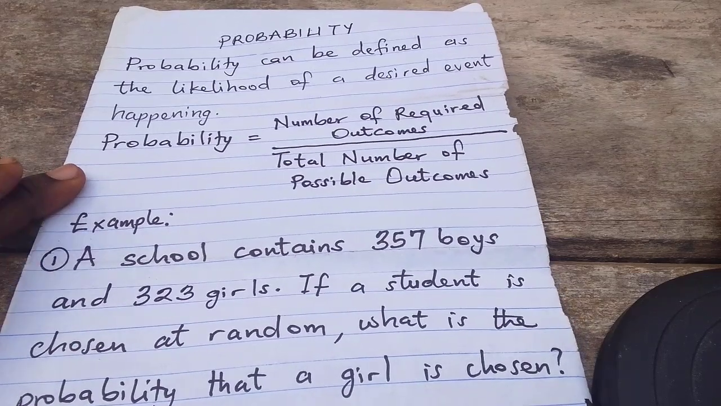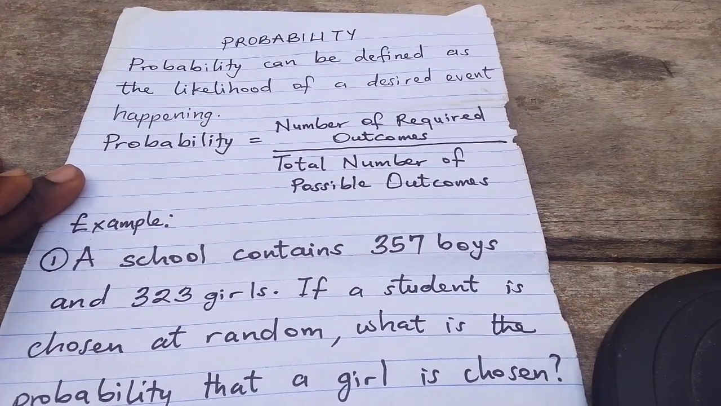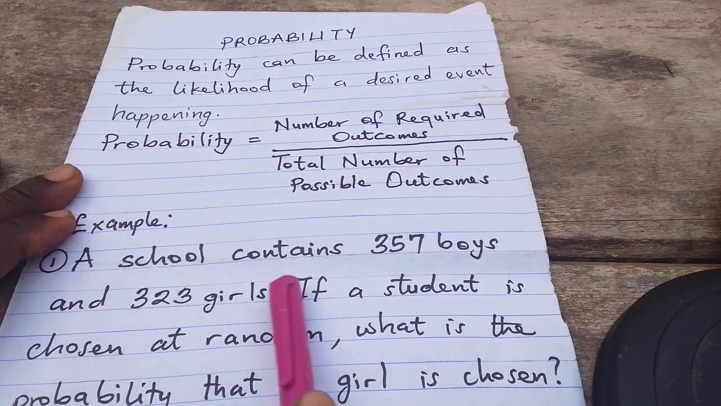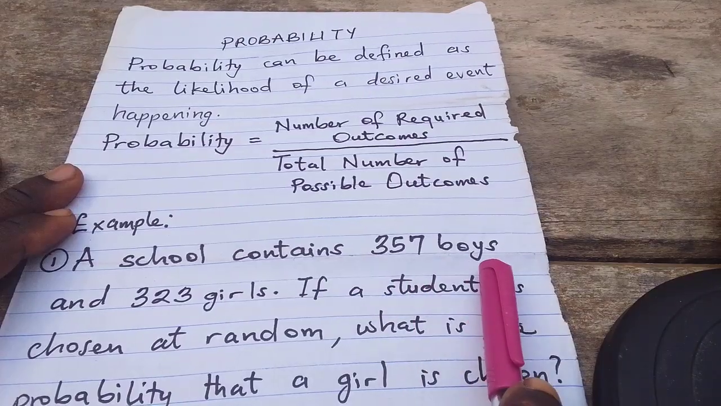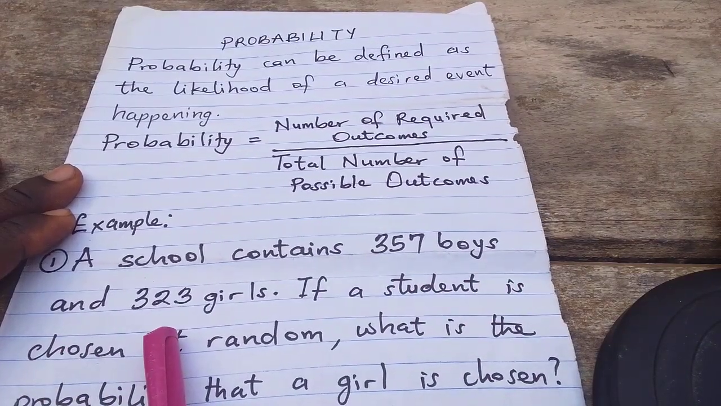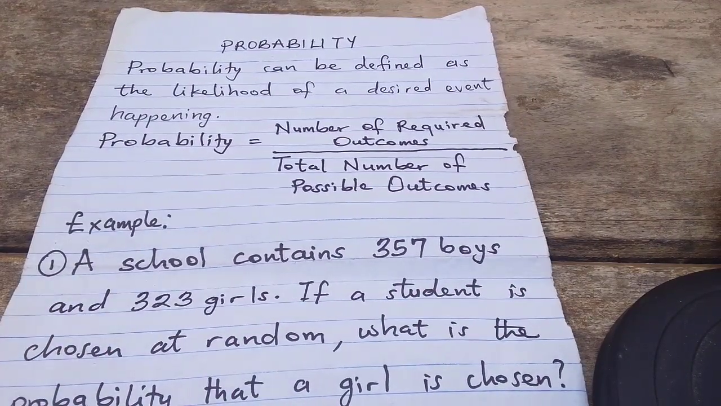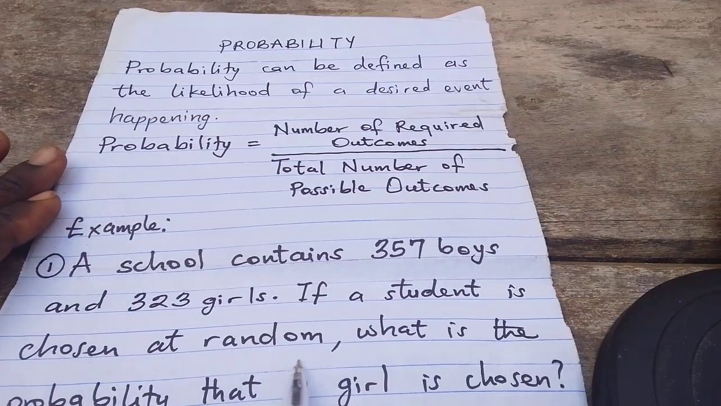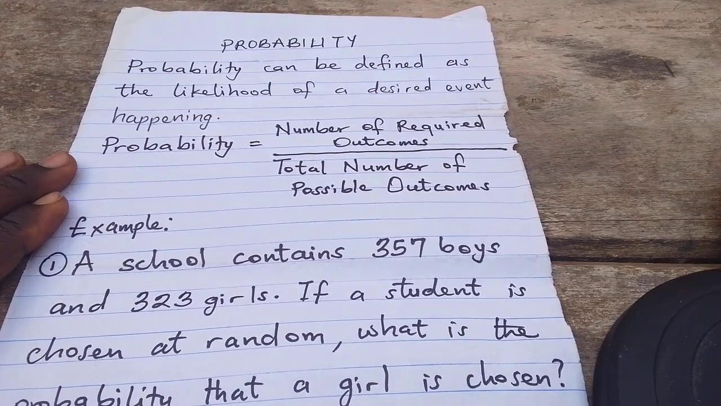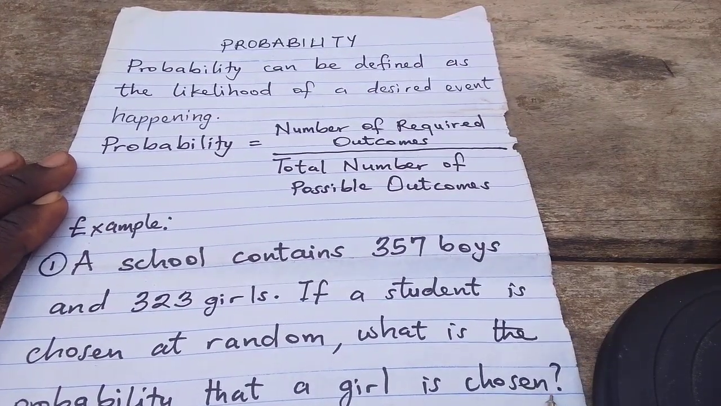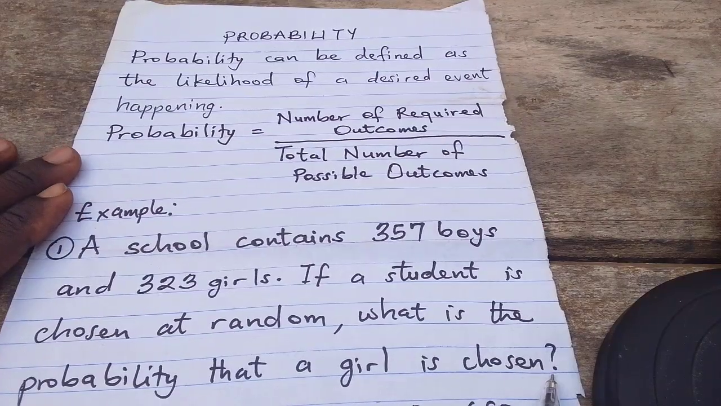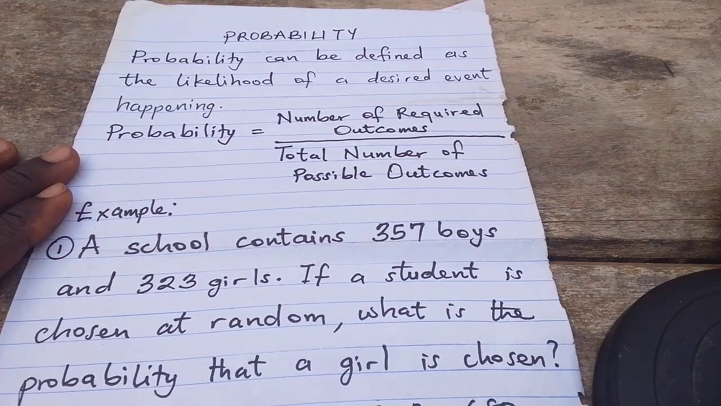Let's solve this example. A school contains 357 boys and 323 girls. If a student is chosen at random, what is the probability that a girl is chosen? Now, first of all, we need to get the total number of outcomes.